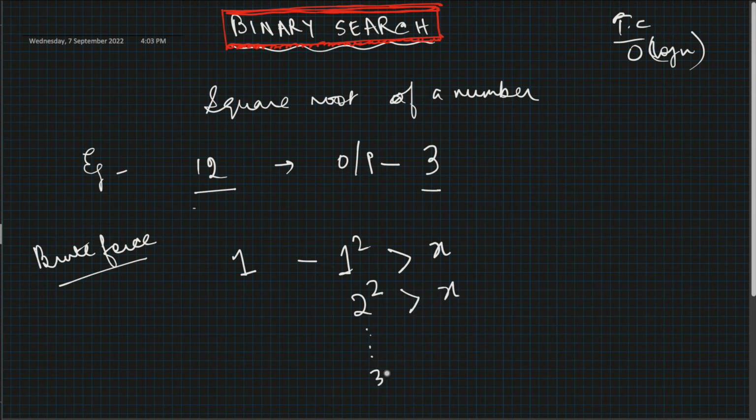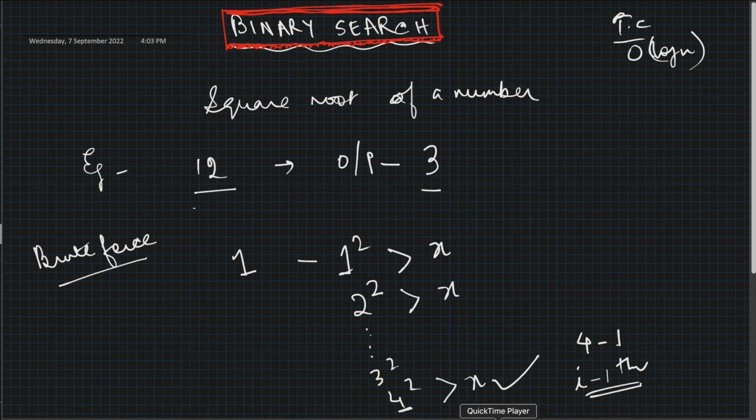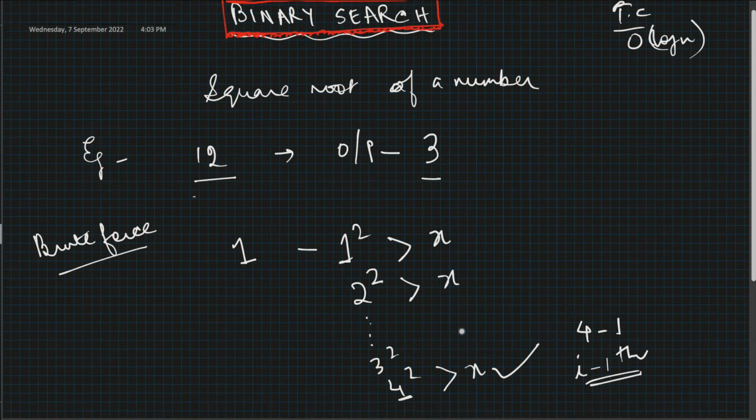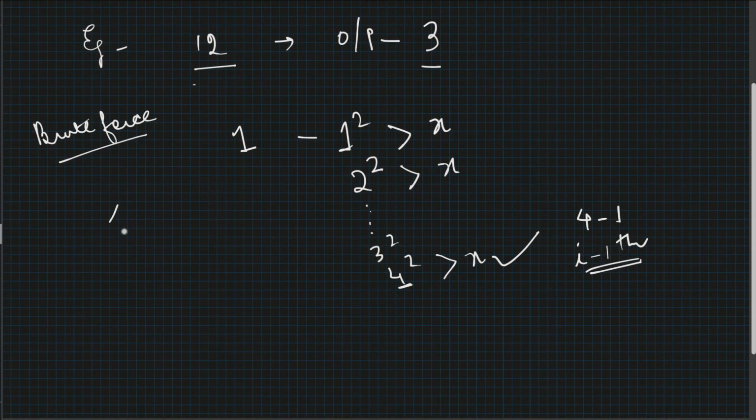3 square, 9, is it greater than 12? No, it is not. 4 square, 16, which is actually greater than 12. It is true. But we need one number lesser than that. We need the floor of this. So 4 minus 1. Whatever number i we are at, the (i minus 1)th number will be our required square root. This is how we can find the square root by traversing from 1 to whatever number we are given, the x.